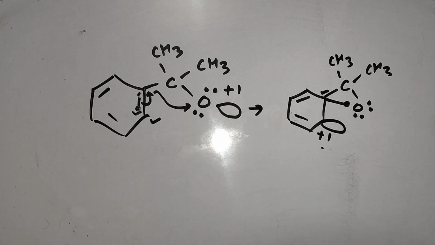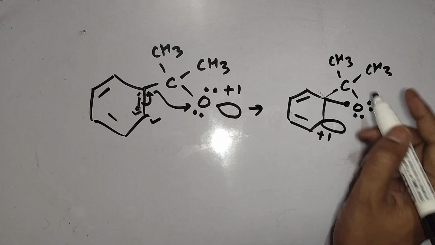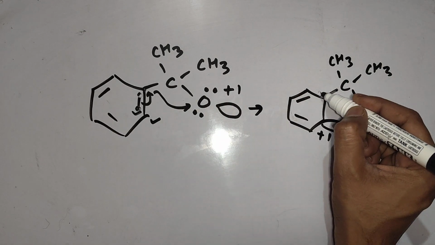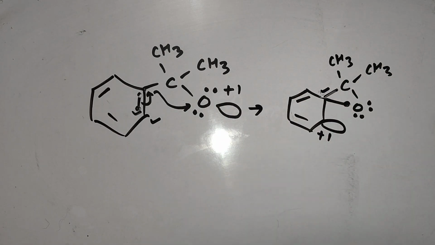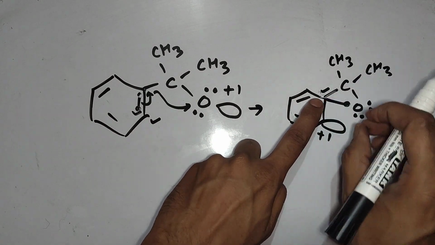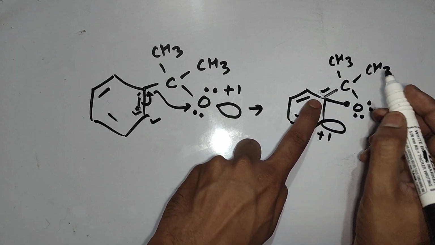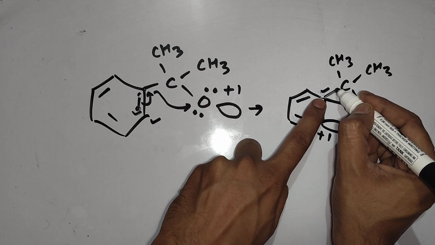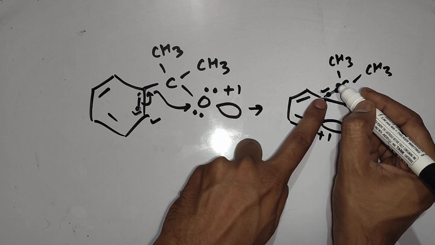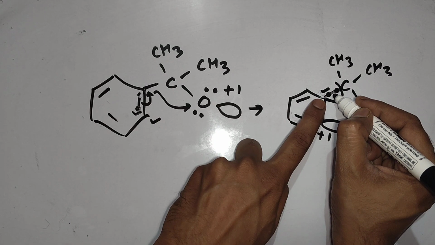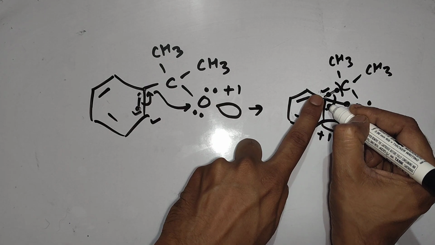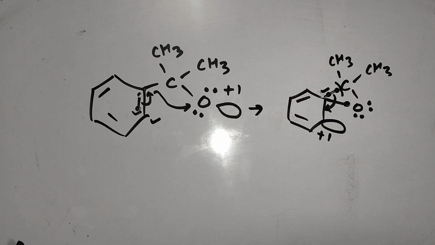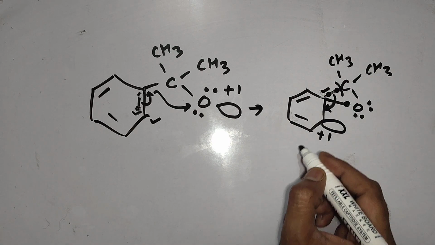How? Which carbon has made it unstable? This carbon has made it unstable. So this carbon will rearrange its stability. How? This carbon will break bond from its neighbor carbon, this one, like this, and will shift these electrons here like this. Due to which what will happen?